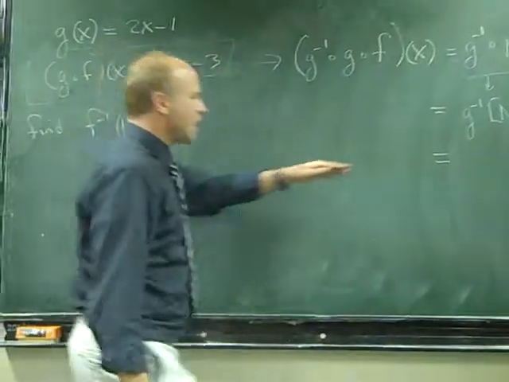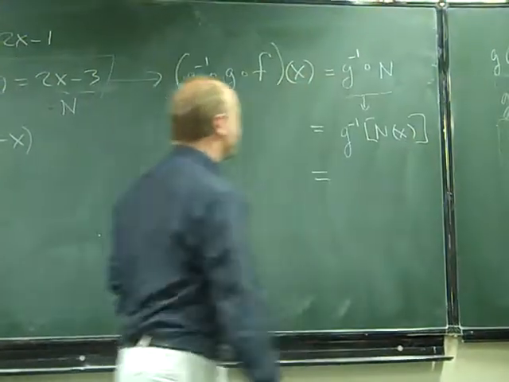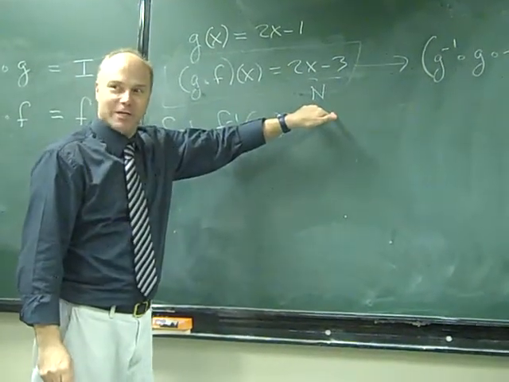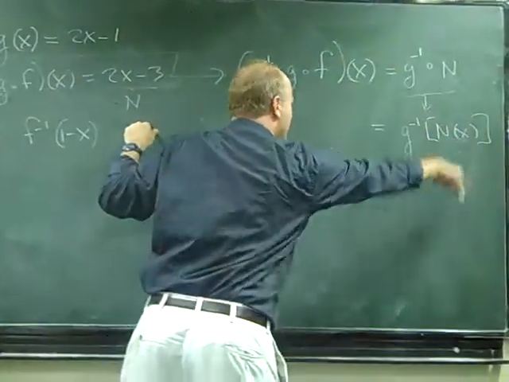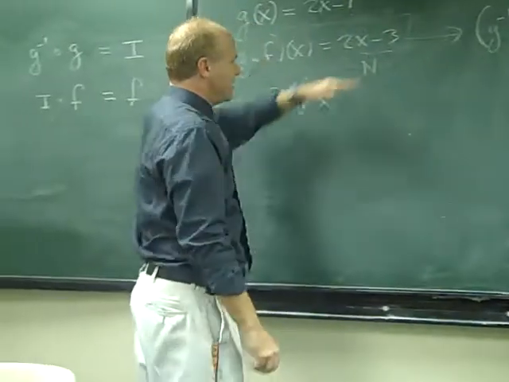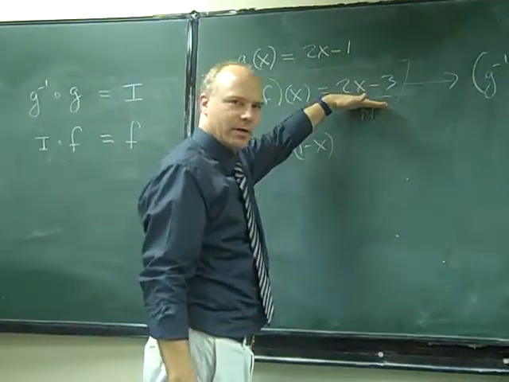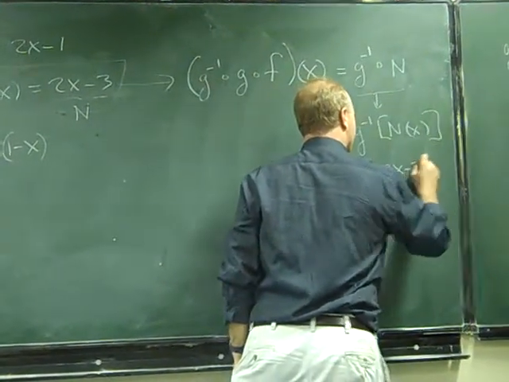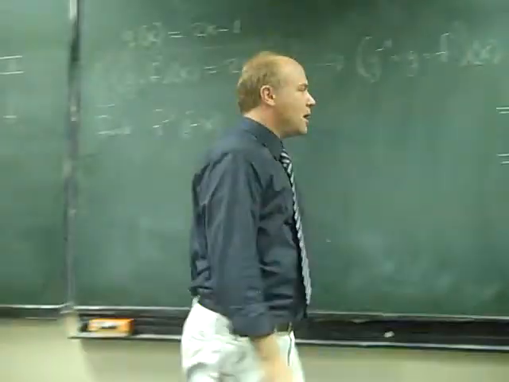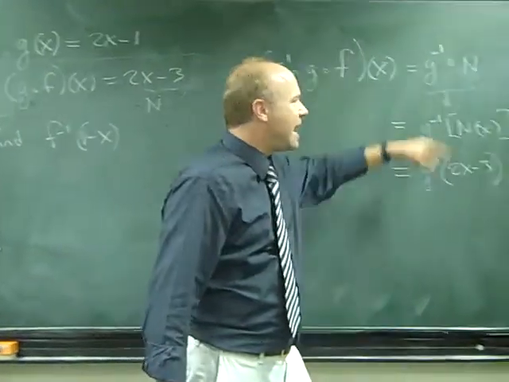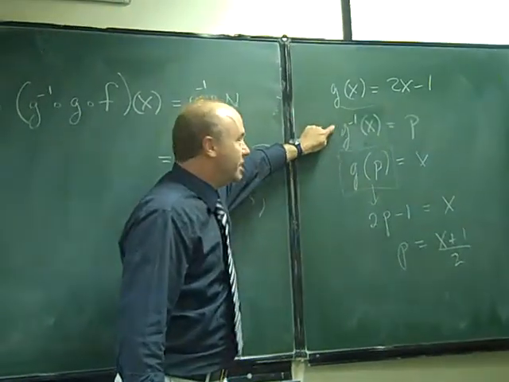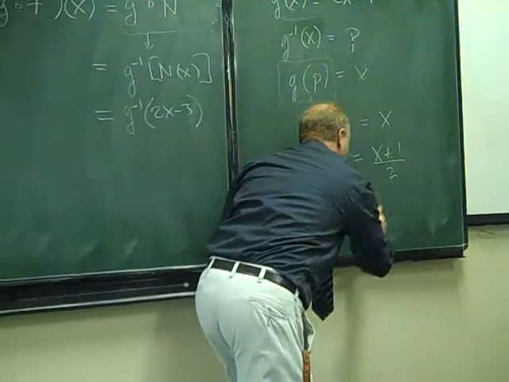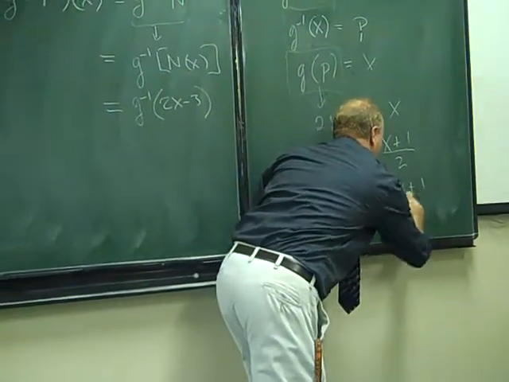Alright? Now, what is N of x? We just did that. We just named 2x minus 3 N, right? So asking for G inverse of N of x means I'm really asking for G inverse of 2x minus 3. Let's write that. G inverse of 2x minus 3. Alright? And we know how to do this now because we have the G inverse rule. So we're saying G inverse of x is x plus 1 over 2.